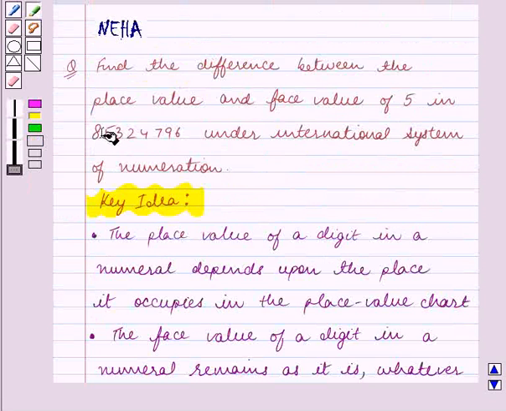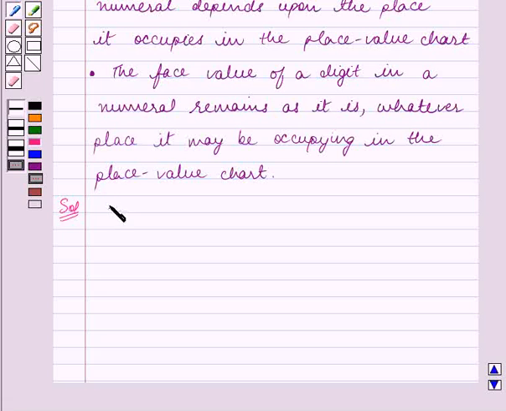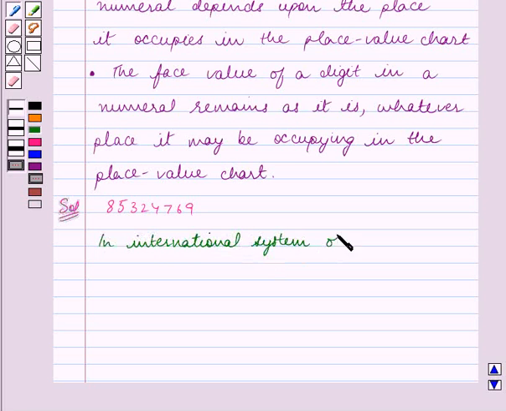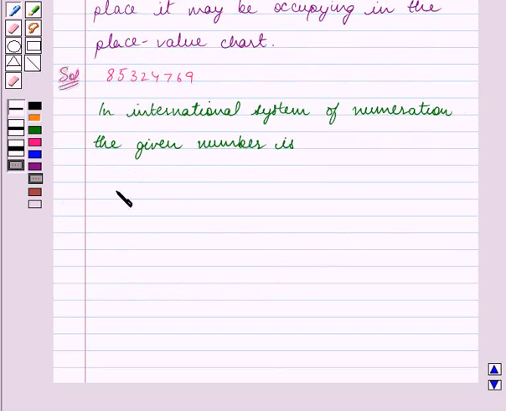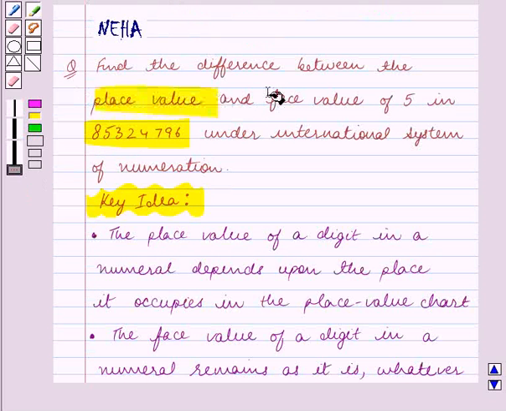Now the given number is 85324769. As you can see, the number is large, so we insert commas after each period. So in the international system of numeration, the given number is 85,324,769. Now we will find the place value of 5 in the given number.